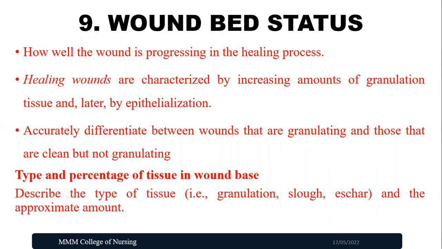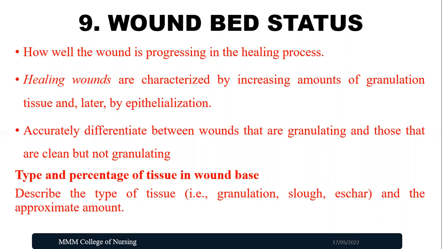Certain wounds may be clean but not granulating. This is commonly seen at the end of the inflammatory phase when debridement is complete, but granulation tissue formation may not have taken place. Because many wounds contain a mixture of tissue types, wound bed status is best represented by the percentage of each type of tissue covering the wound. For example, 50% granulation tissue and 50% clean non-granulation tissue will provide you an accurate status of the tissue that is covering the wound.